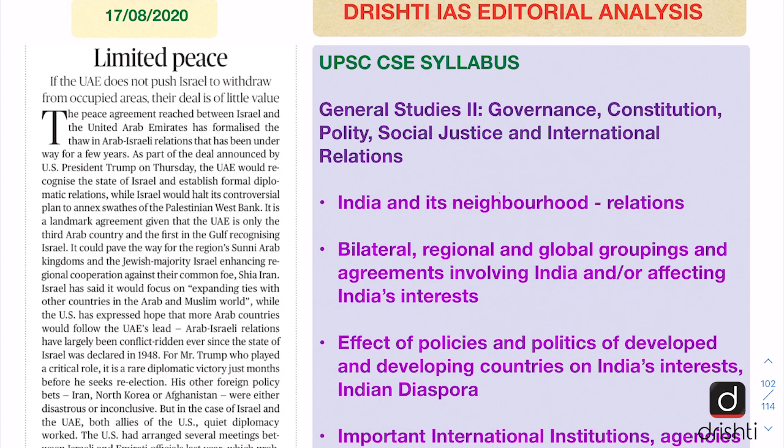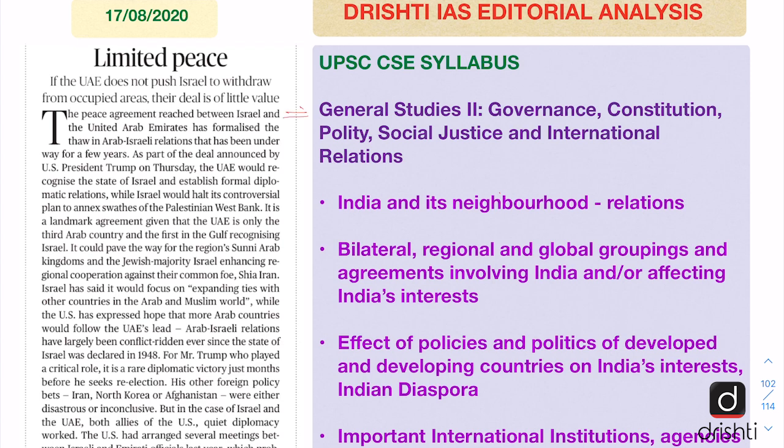We have taken today's editorial from the Hindu and it has appeared on 15th of August. The title of the editorial is Limited Peace and it basically talks about the recent historic agreement signed between UAE and Israel. So let us look at its linkage with the syllabus.